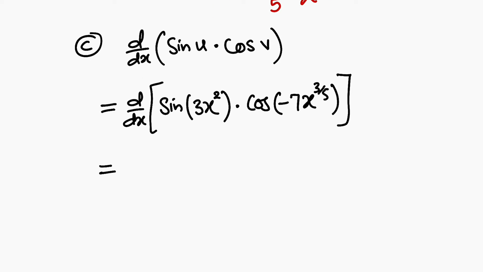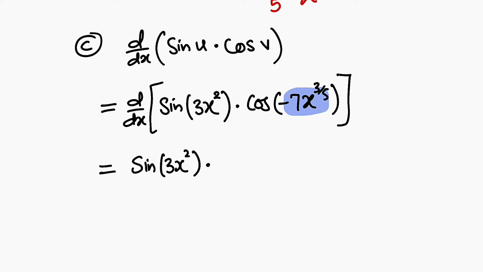This is equal to, let us keep this function constant, then differentiate this. So sine of 3x squared constant multiplied by the derivative of this. Now observe something. We have inner and outer function. Therefore, we are going to apply chain rule. We differentiate the inner function, which is negative 7x to the power of 3 over 5.